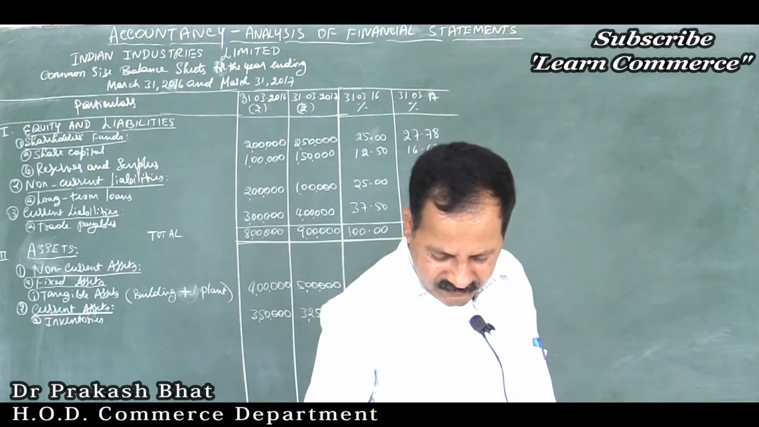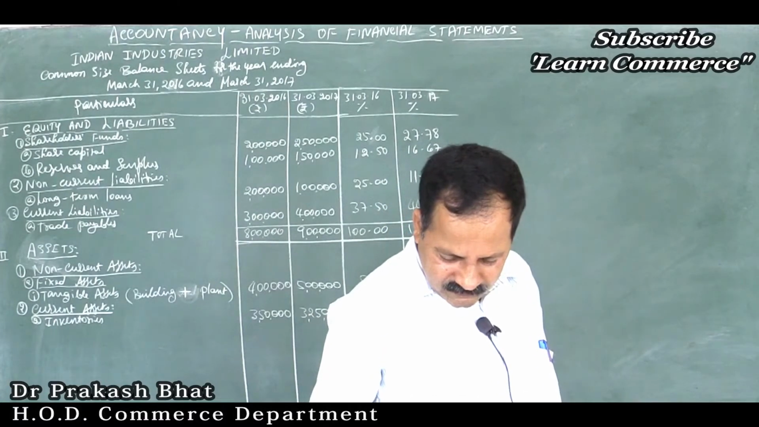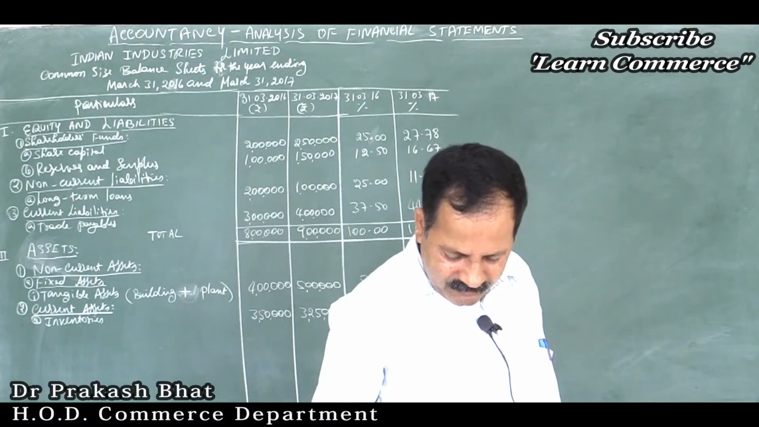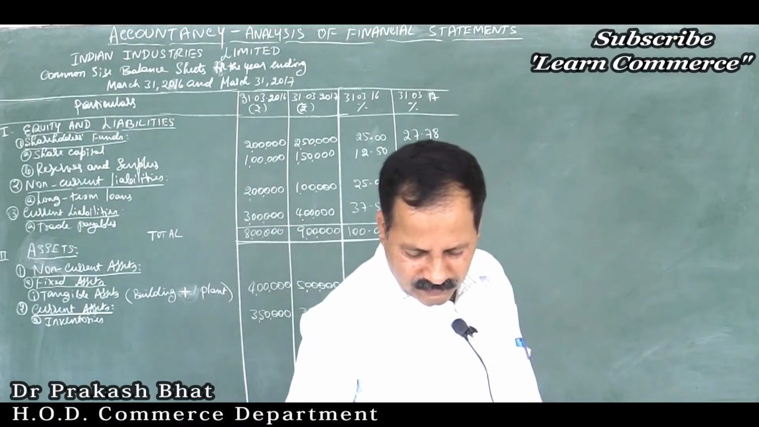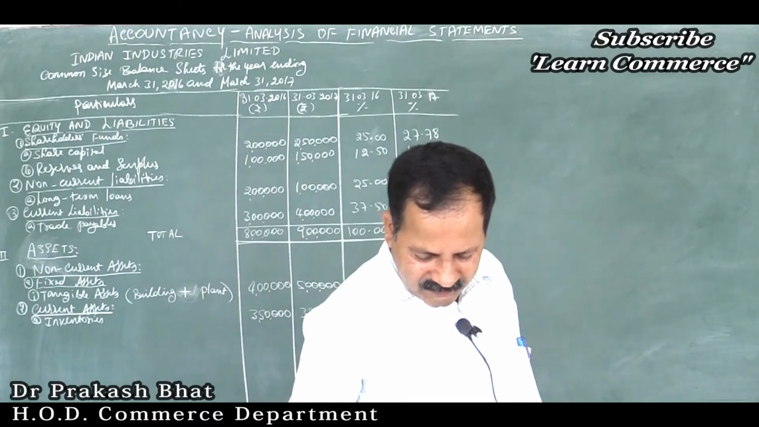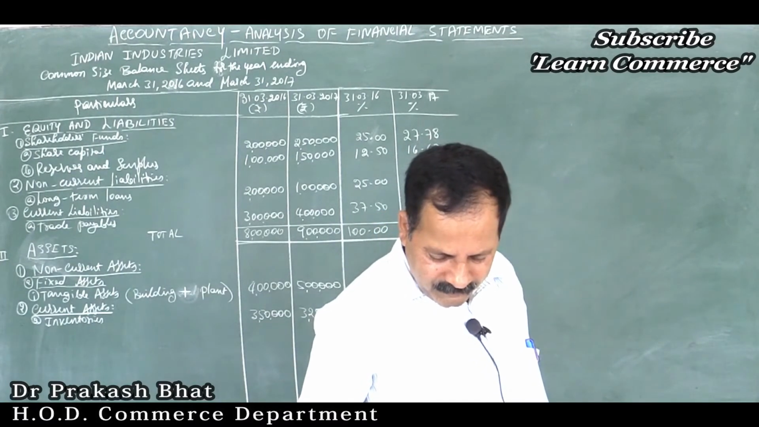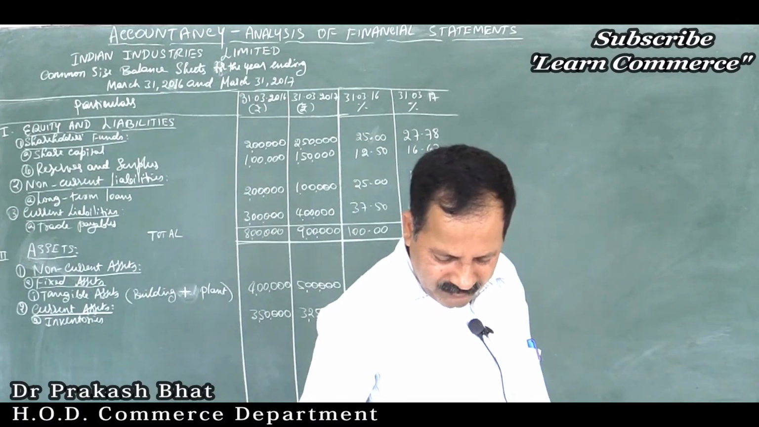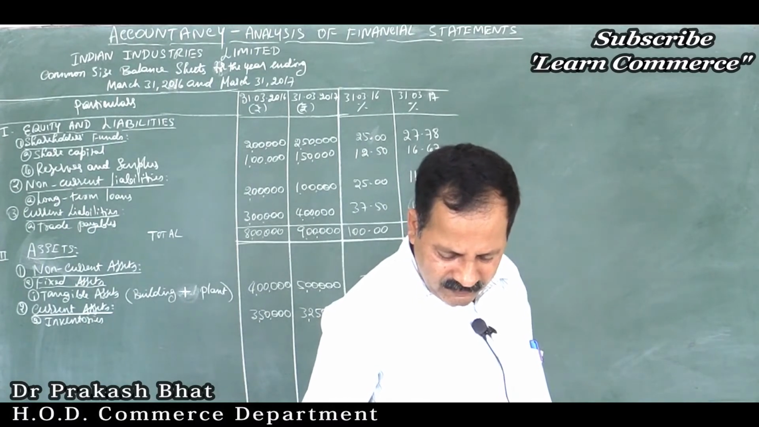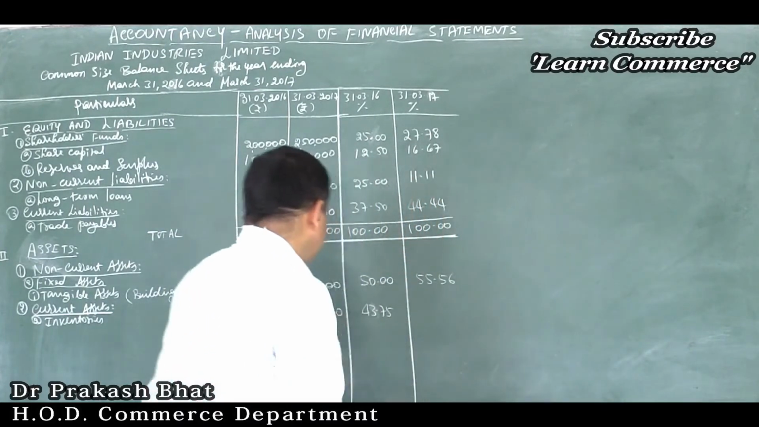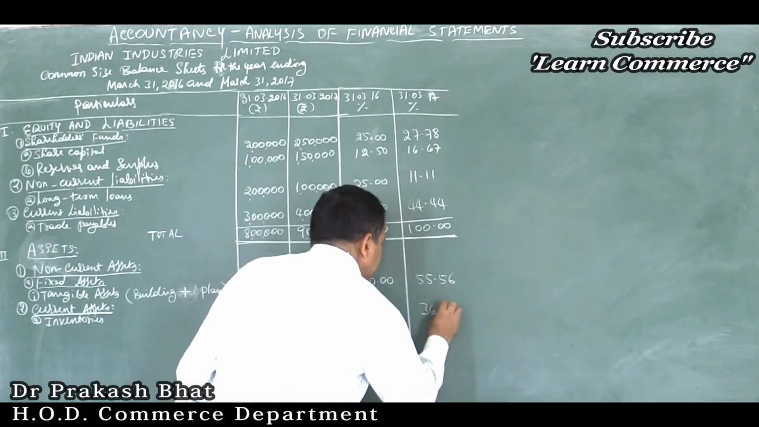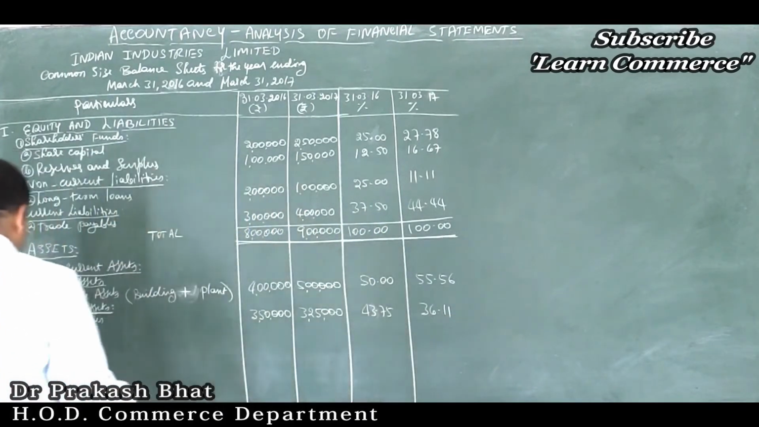3,25,000, second one. 3,25,000 into 100 divided by 9 lakh, right? How much does it come? 3.25 into 100 divided by 9 lakh. 36.11, right? 36.11. It's over. One more current asset is there.